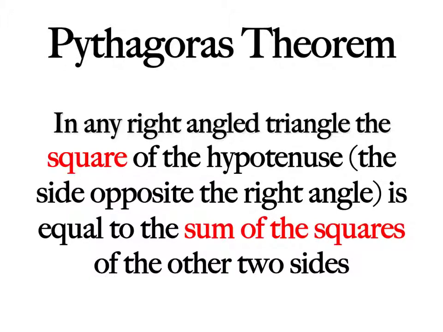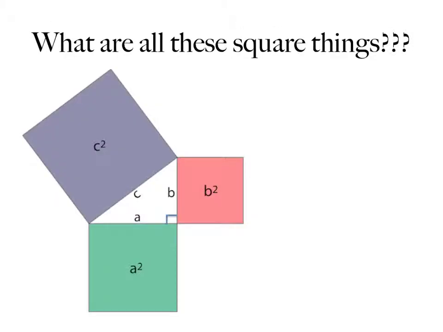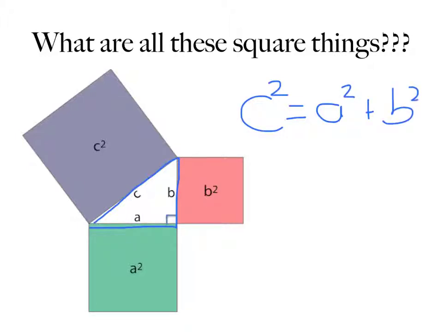Now, the other part of this definition that doesn't really make sense is this square thing. It's saying in a right-angled triangle, the square of the hypotenuse is equal to the sum of the squares of the other two sides. What the hell are all these square things? Well, imagine a right-angled triangle here. Okay? Boom, boom, boom. And I know you guys have seen this: c squared equals a squared plus b squared. I know that you've always labelled the hypotenuse c, and the other sides a and b.